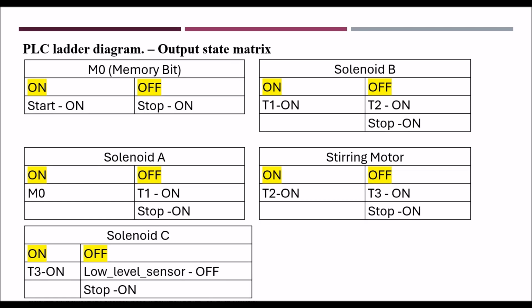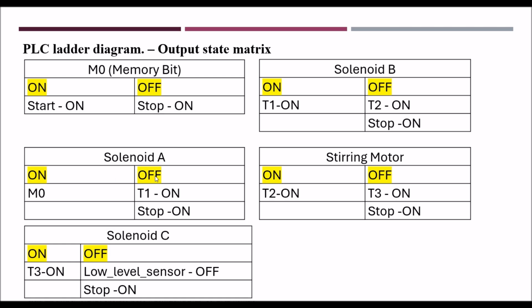And before writing, see, for each and every problem, you cannot remember or memorize the ladder logic. So for that, you should have an output state matrix. Using the output state matrix, you can easily write the program. So what I'll do is, when the start button is operated, I'm going to store that signal in a memory bit, that is M0, and whenever the stop button is pressed, then the memory bit will be off. Okay, this is the memory bit.